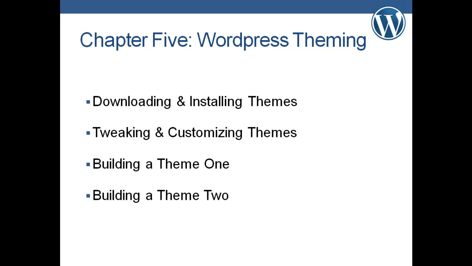Chapter 5, the last chapter, is going to be all about themes. We're going to look at where to get themes, how to install and customize them. But more importantly, we're also going to build our own theme. We're going to build a custom WordPress theme from scratch. We're not going to convert an HTML theme. We're actually going to start it from the ground up, create the files, do the styling, and implement it.